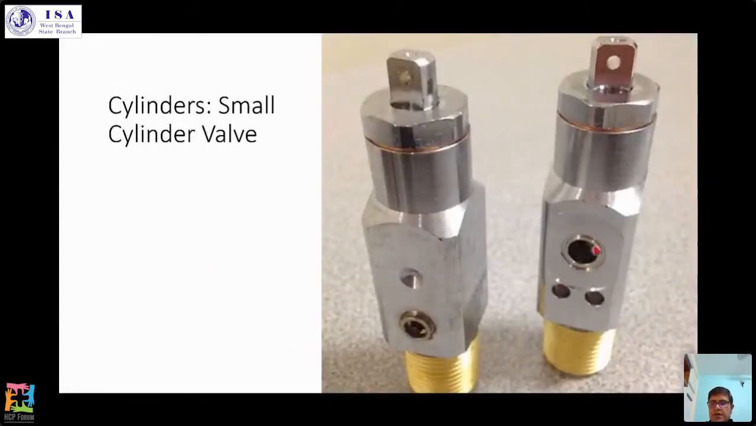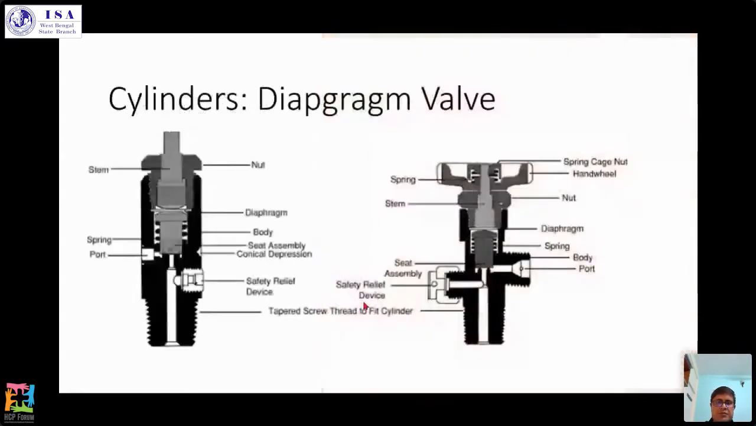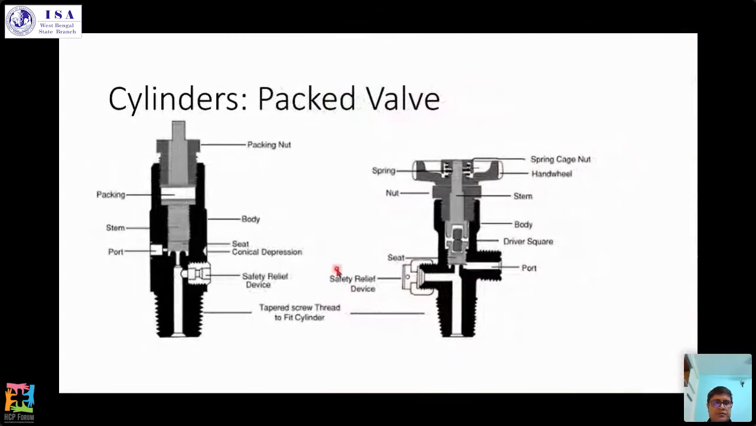Now this is a small format cylinder valve. This is the port, that is the opening. This is the stem. This is called a packing nut. This can be tightened to tighten this whole thing down. When you are rotating the stem, you must not rotate this packing nut, because if you rotate the packing nut, then you will actually cause the gas to leak.